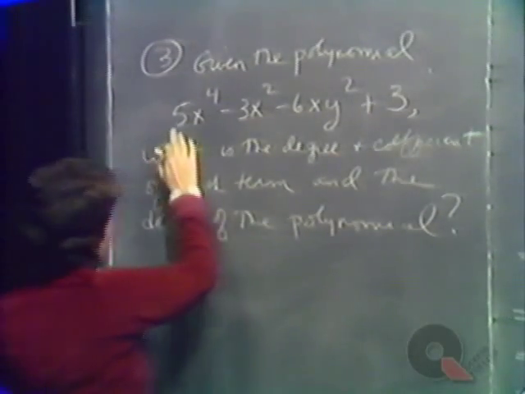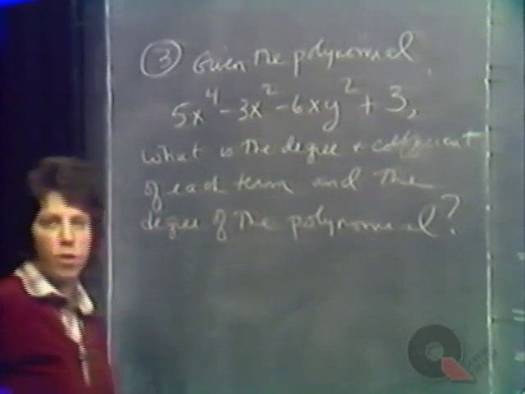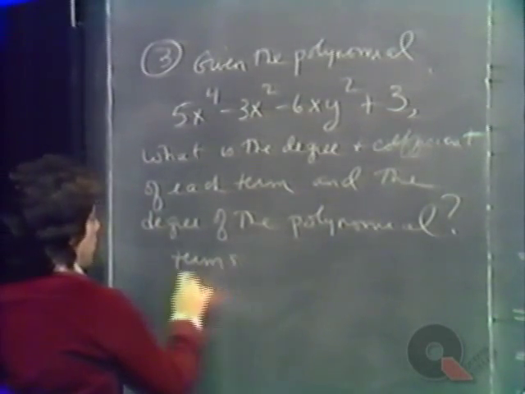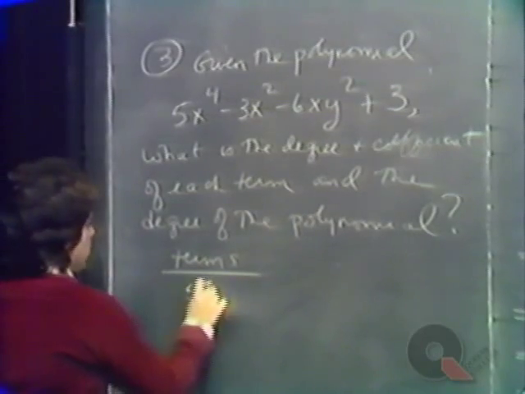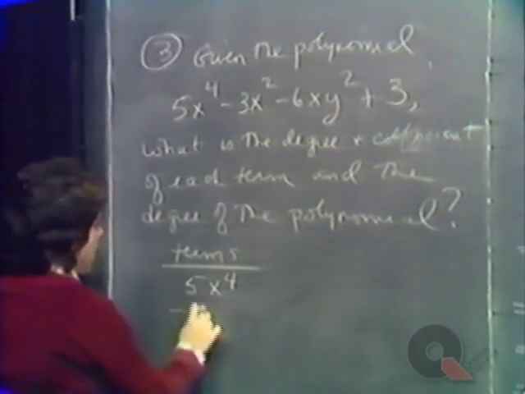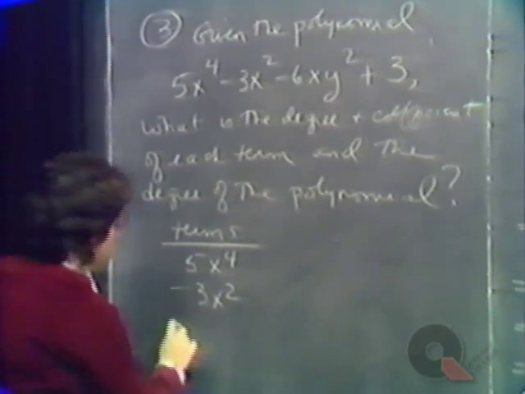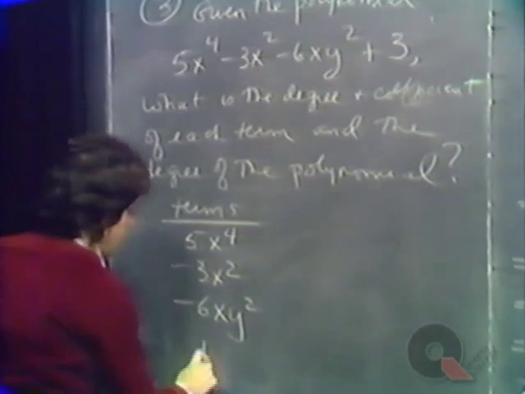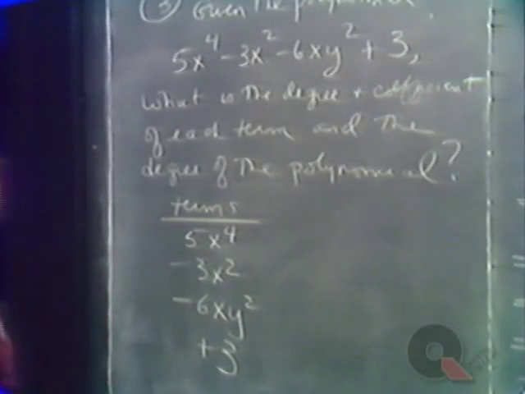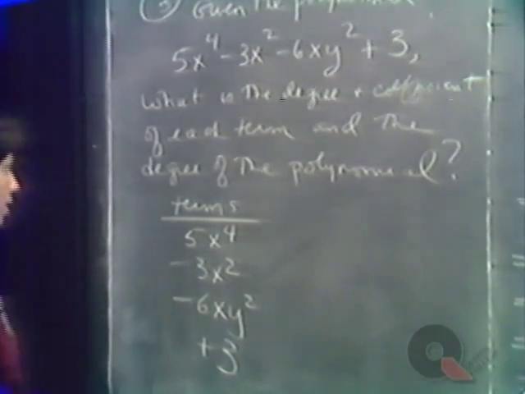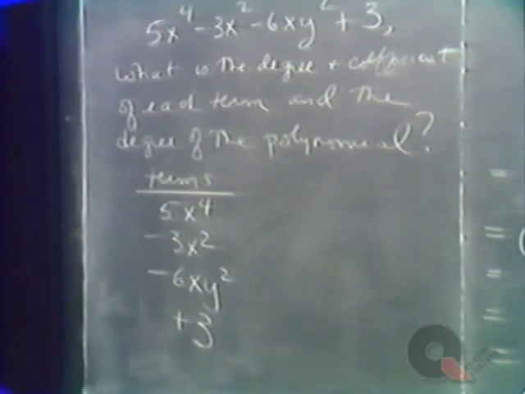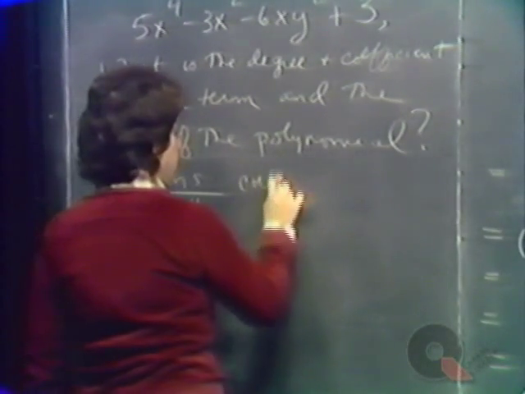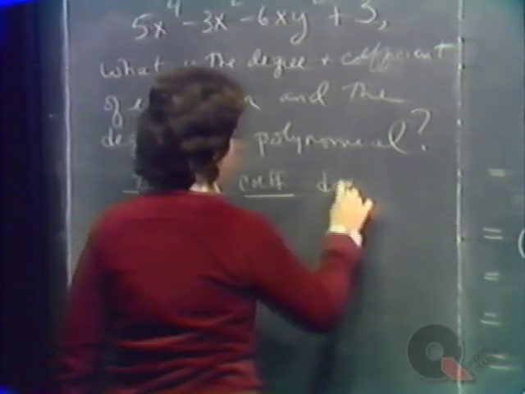Okay, this polynomial is formed by adding together 4 terms, and they are 5x to the fourth, minus 3x squared, minus 6xy squared, and plus 3. These are the terms in the polynomial. Now we're interested in the degree and the coefficient of each term. Let's put here coefficient and degree.